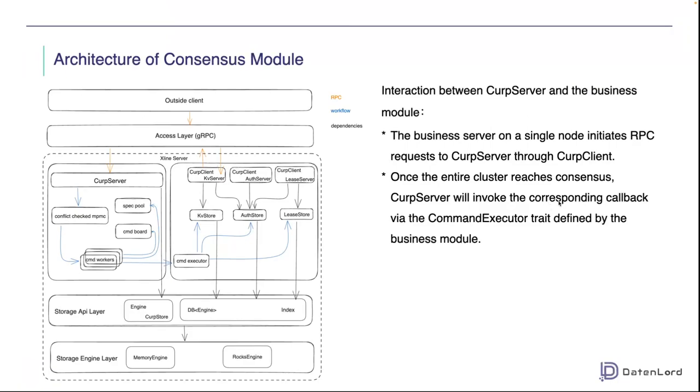As mentioned earlier, the intermediate layer can be divided into the consensus module and the business module. So how do these two modules interact? On a single node, the business server communicates with the CURP server by initiating an RPC request through its own CURP client. Once the cluster achieves consensus, the CURP server will invoke the callback of the business module. This callback method is defined within the command executor trait and is implemented by the business module.